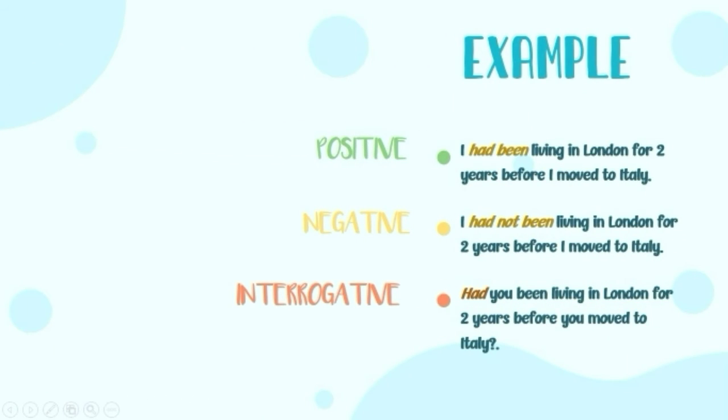Example: in positive form, I had been living in London for 2 years before I moved to Italy. In negative form, I had not been living in London for 2 years before I moved to Italy. And in interrogative form, had you been living in London for 2 years before you moved to Italy?